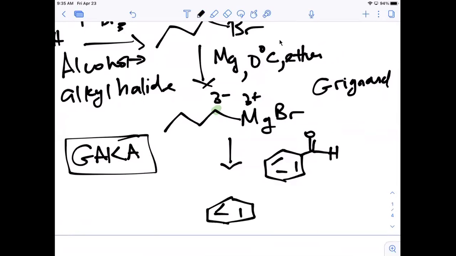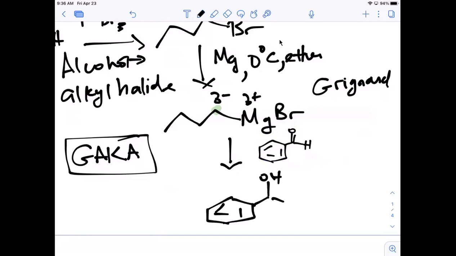I've got to move this up, or shrink it. All right, so you should get this, OH. Make sure I got enough carbon: 1, 2, 3, 4. Yeah. So that's the product from that step.